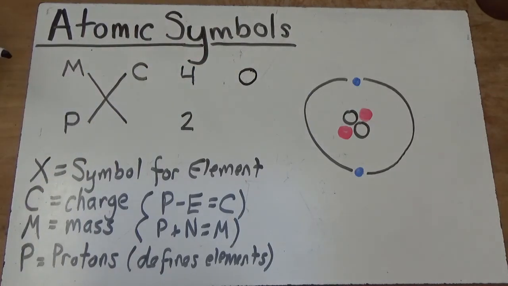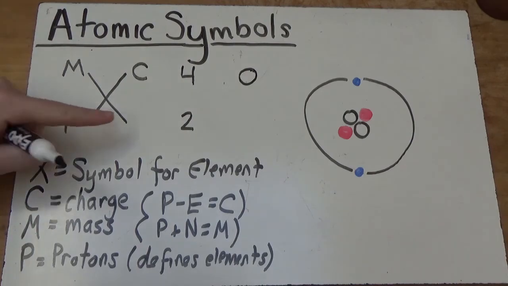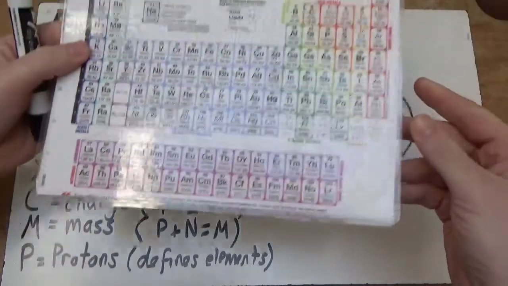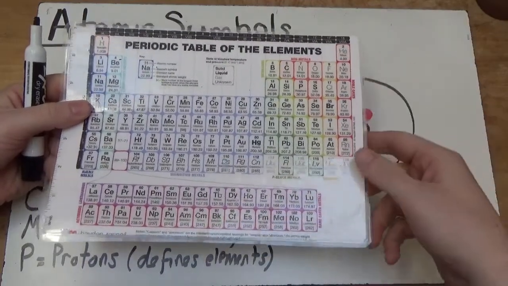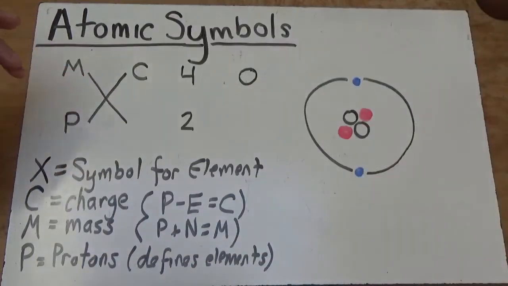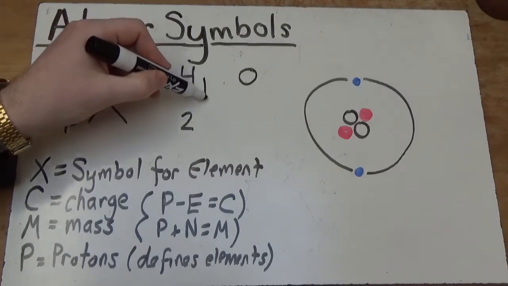On the periodic table, I'm going to have to look for an element that has 2 protons, helium, and I'm going to find that its symbol is He.